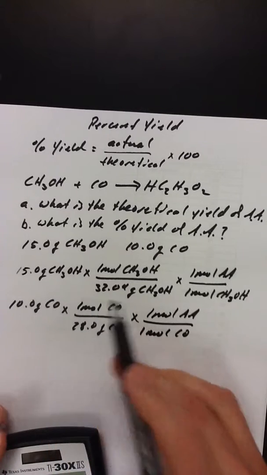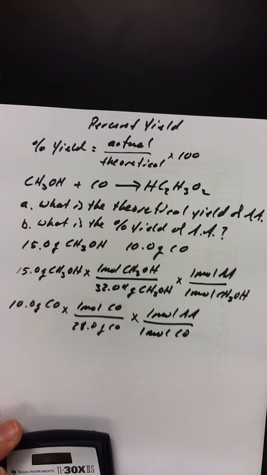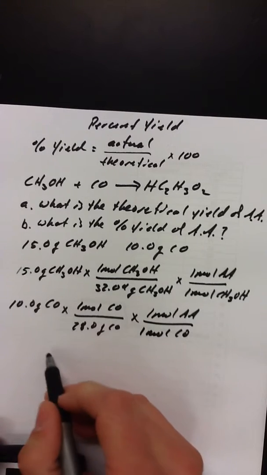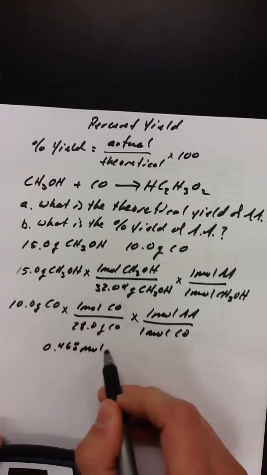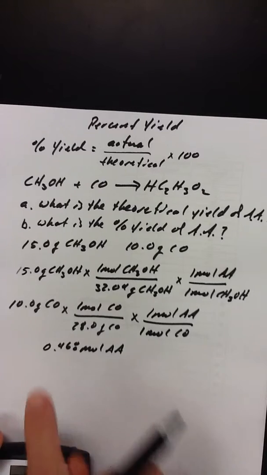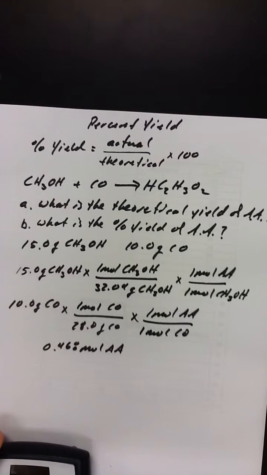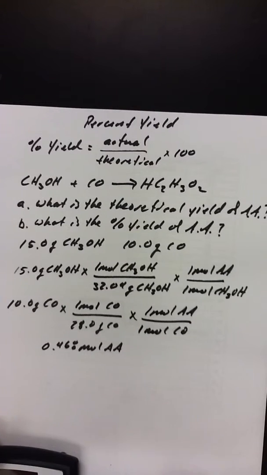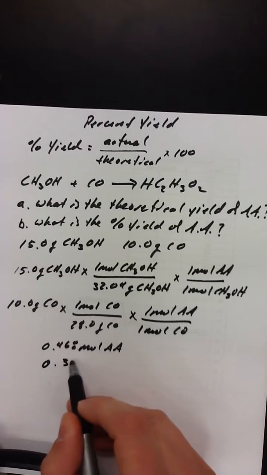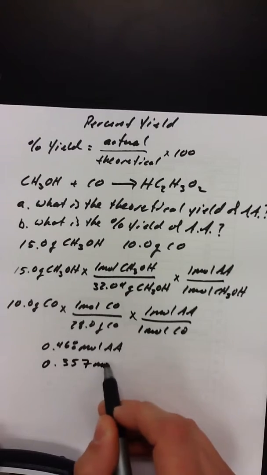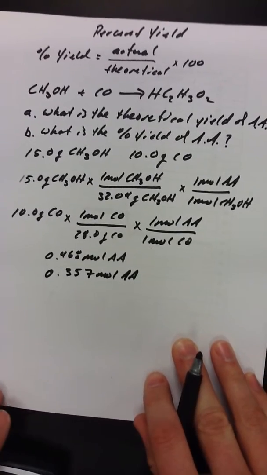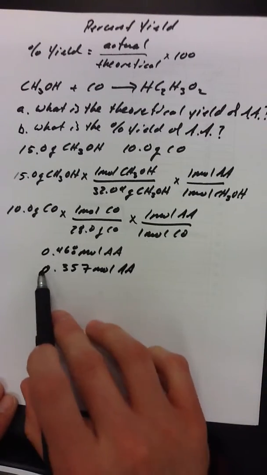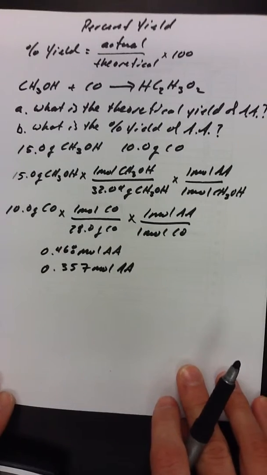We have 15 divided by 32.04. We get 0.468 moles of acetic acid. And then 10 divided by 28, we have 0.357 moles of acetic acid. Okay, so what we just did is we found the theoretical yield. At most, we can make 0.357 moles of acetic acid.